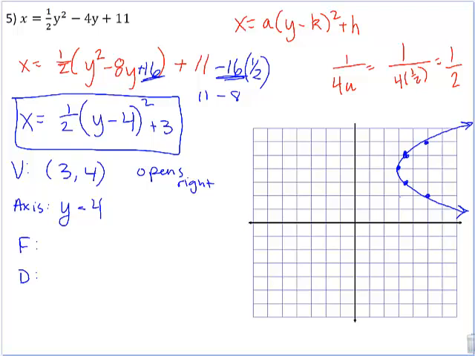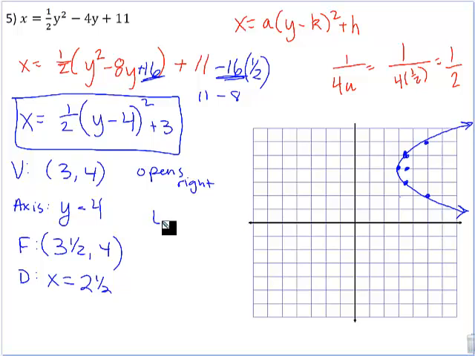So our focus here, we're a half away. So I want to move that to the right. So which one am I going to add that onto? My x or my y coordinate? Yeah, my x. So 3 plus a half is 3 1/2, 4 is our focus. Our directrix, since we're changing the x coordinate, we're going to say x equals 2 1/2. Good, because we'd subtract it off.